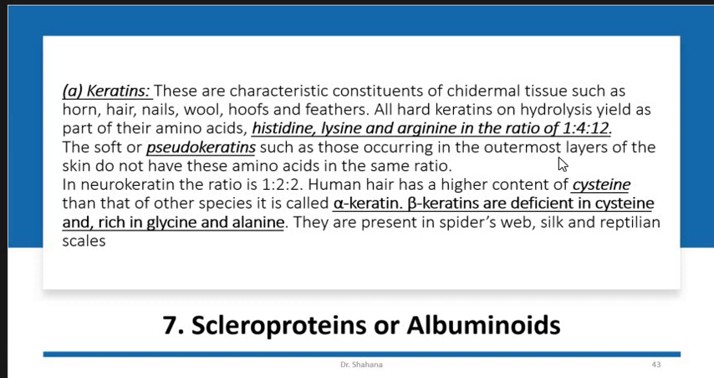And the hair keratin can be alpha keratin. Beta keratins are those keratins which are deficient in cysteine and they are rich in glycine and alanine. तीन है ना हमारे पास. So alpha keratins are those which contain high amount of cysteine, or if cysteine is deficient, they will be considered as the beta keratin. They are present in various types of tissues. They are present in spider web, silk, and reptilian scales. Externally भी keratin treatment आपने बहुत commonly सुना होगा. Keratin hair treatment आप पता है कि वो किया जाता है.